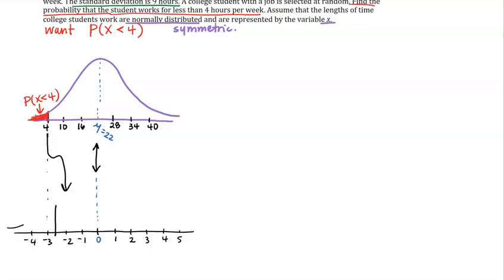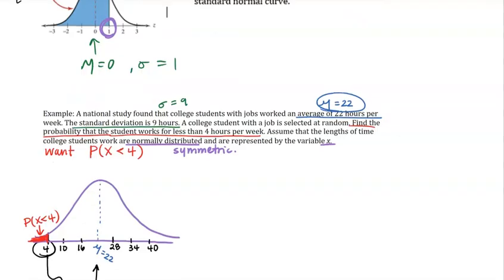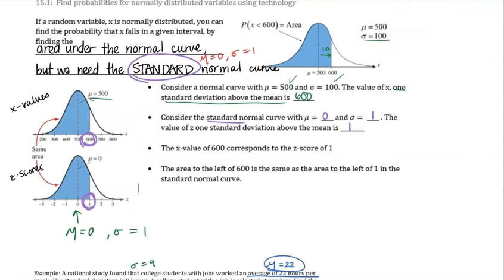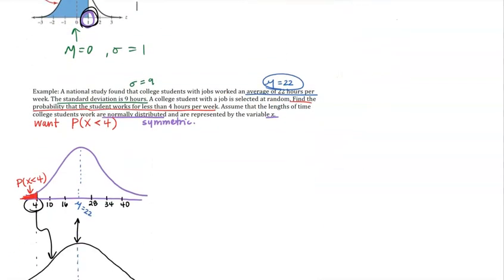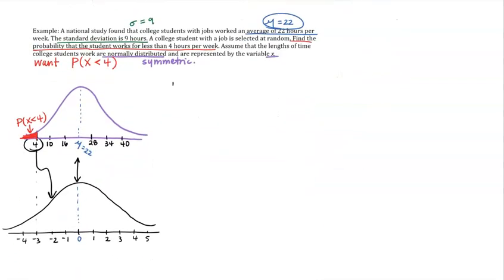I lost my curve. That happens sometimes. But what we need to do, the point is, we need to find what is the z-score that corresponds to 4. The same way that up here, we found the z-score that corresponded to 600 was 1, we need to find what is the z-score that corresponds to 4. That's what we need right now.